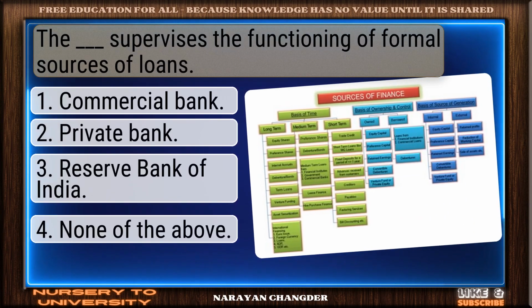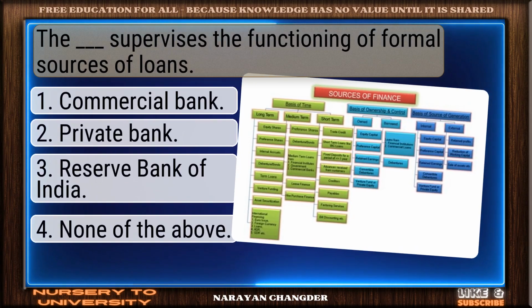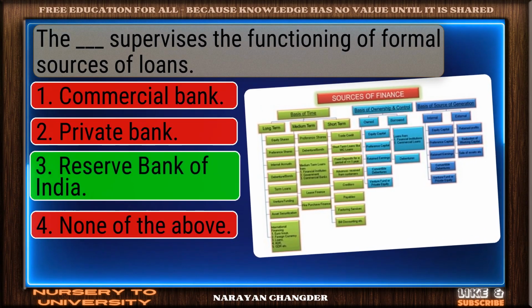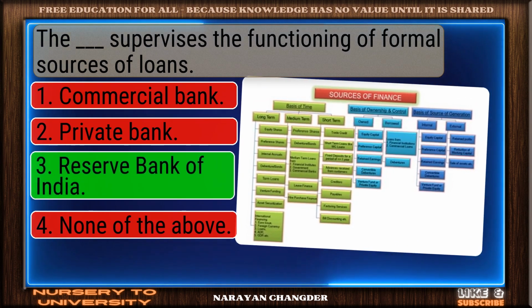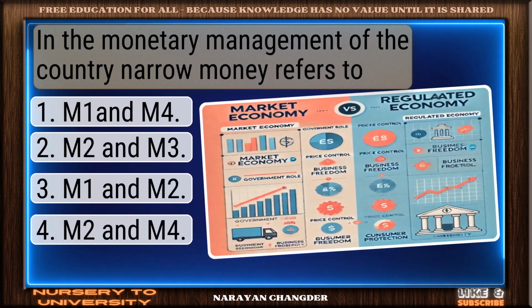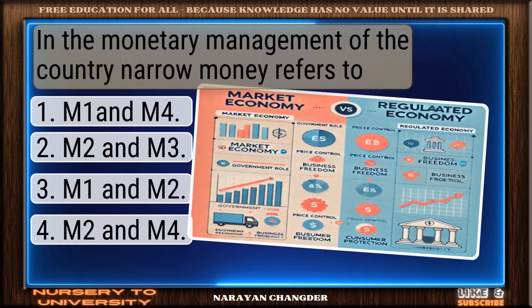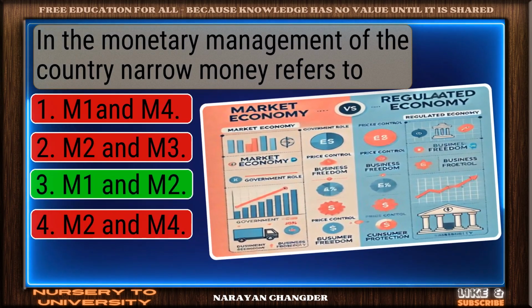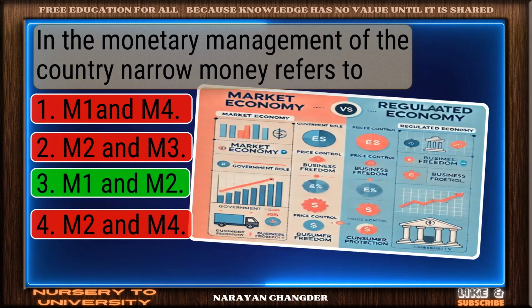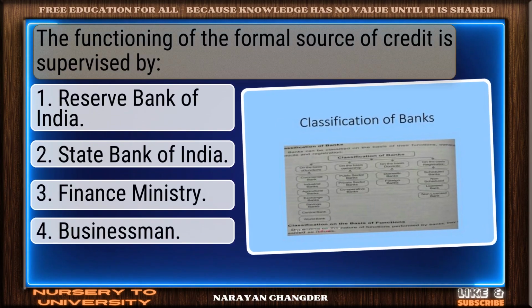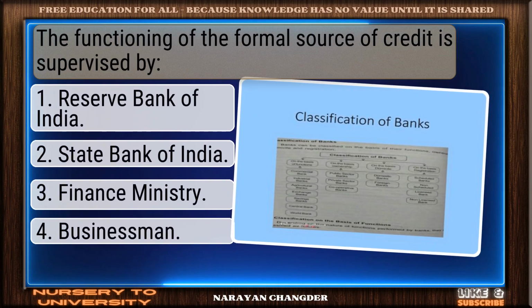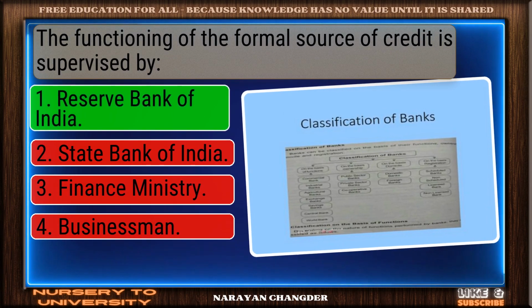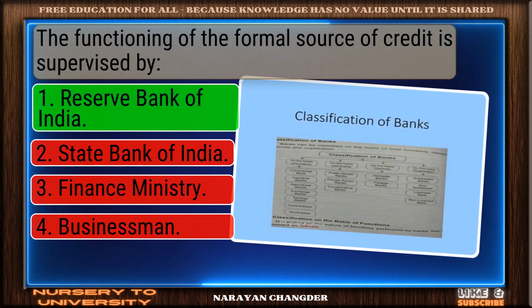The dash supervises the functioning of formal sources of loans. Well picked. Reserve Bank of India is correct. In the monetary management of the country, narrow money refers to. Right again. M1 and M2 is valid. The functioning of the formal source of credit is supervised by. Great thinking. Reserve Bank of India is right.